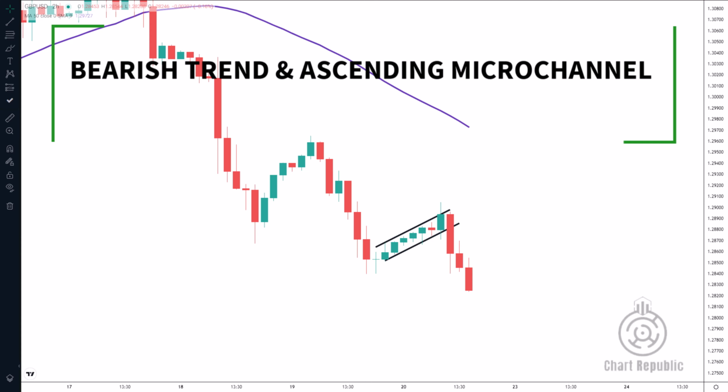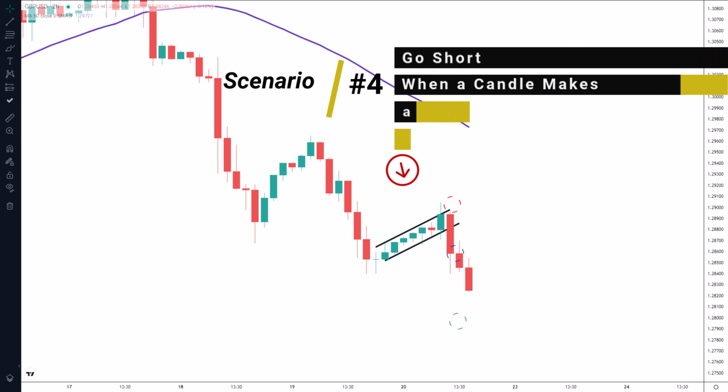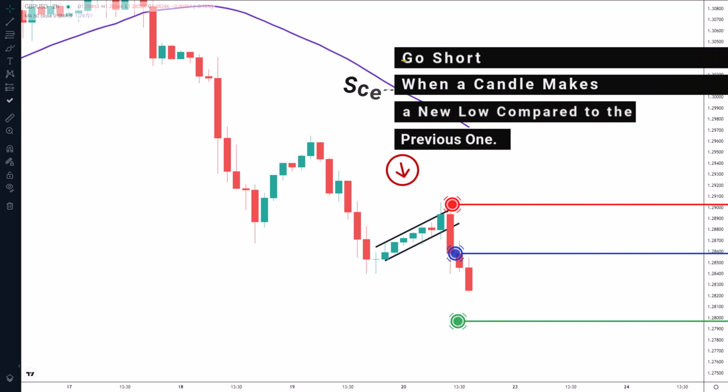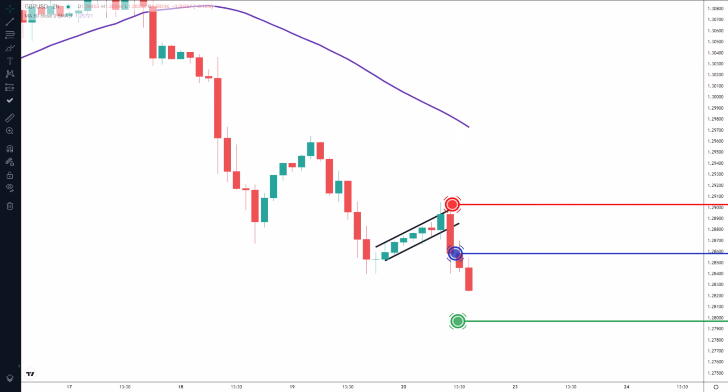Lastly, in a bearish trend with the microchannel sloping contrary to the trend, we should only enter short positions when a candle records a lower low than its predecessor.